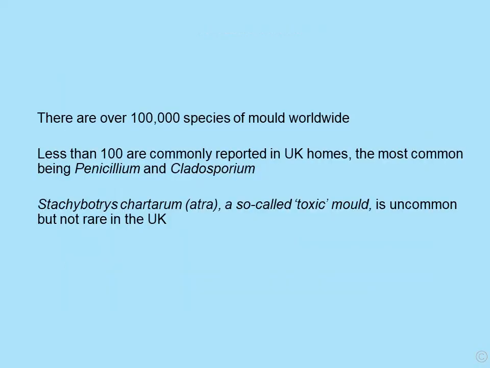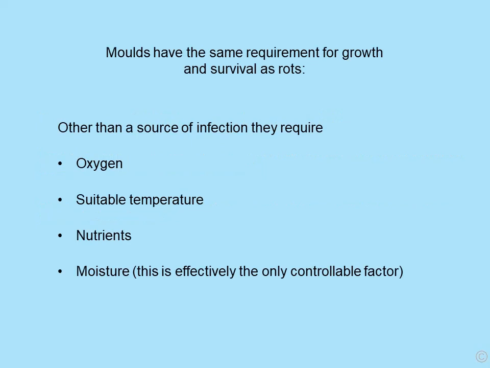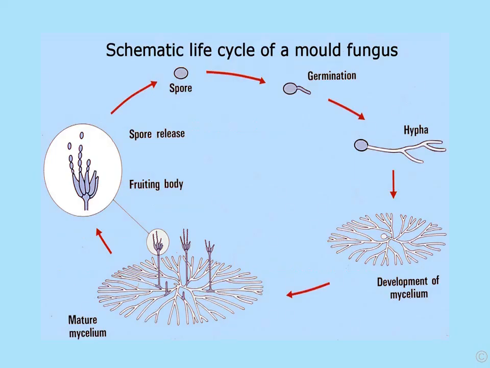There are over 100,000 species of mould. Less than 100 are commonly reported in the UK, most being Penicillium and Cladosporium. Stachybotrys atra, a so-called toxic mould, is uncommon, but it's not rare in the UK. They have the same requirement for growth and survival as rots. Other than a source of infection, they require air, oxygen, suitable temperature, nutrients and moisture. And in the case of mould, moisture is effectively the only controllable factor.